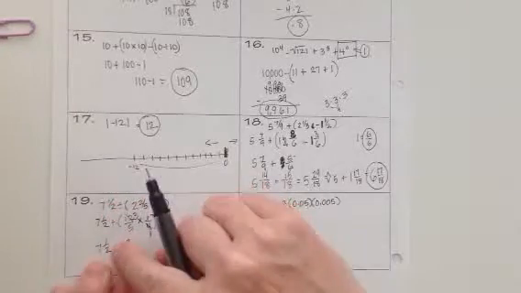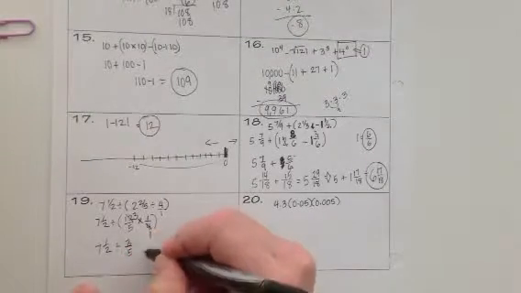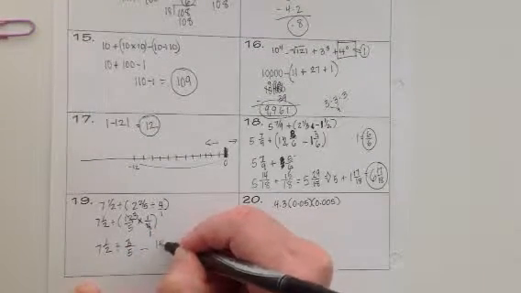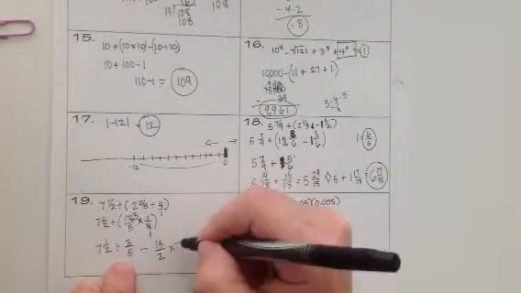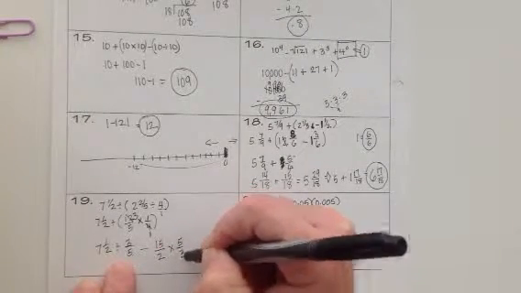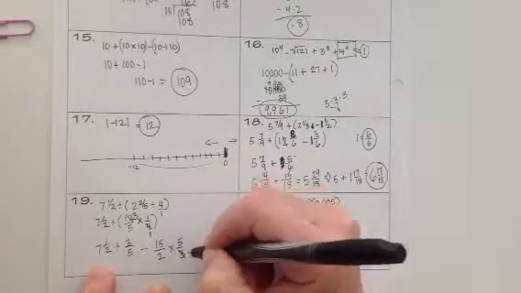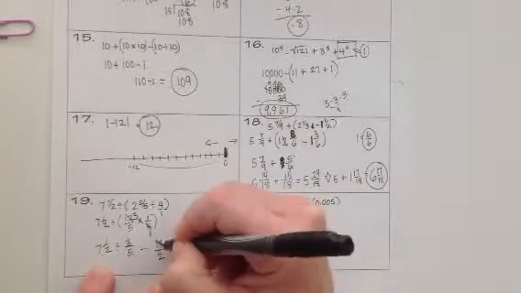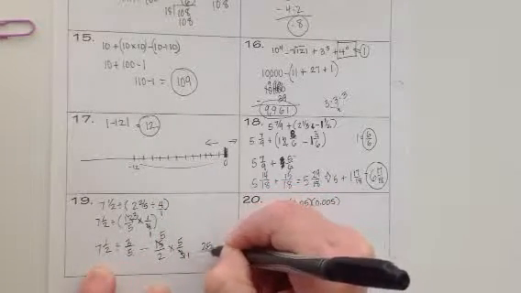I have to do the same thing over here. I have to make this an improper fraction. That would be 15. Let's go over here. That would be 15 over 2 times the reciprocal, which would be 5 over 3. Can I cross cancel? Yes, I can. 3 goes into itself once. 3 goes into 15 5 times. Multiply across. I get 25 over 2.